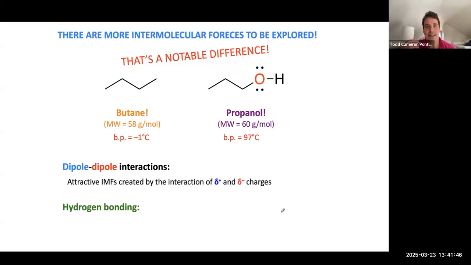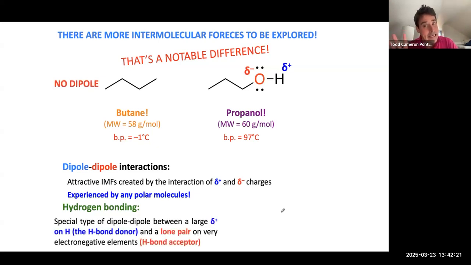First of all, it creates the ability to form dipole-dipole interactions. Dipole-dipole interactions are attractive intermolecular forces that are created by partial positive and negative charges, i.e., when you have a polar molecule. Any polar molecule is going to be able to do dipole-dipole interactions with itself or with another molecule of the same kind. So we've got a partial negative on the oxygen and a partial positive on the hydrogen, and technically on the adjacent carbon as well, whereas butane has no dipole.